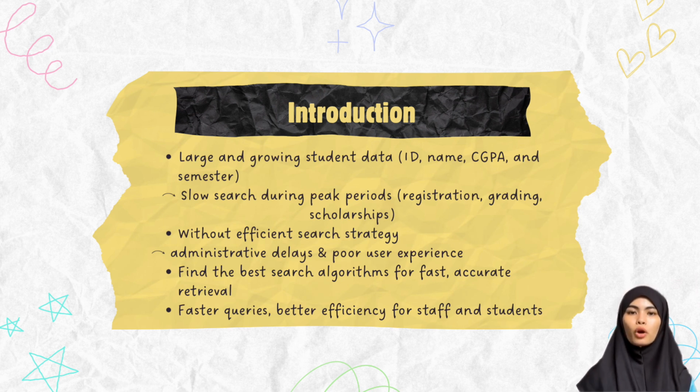This report has 4 objectives. First, we define the search need like exact ID matches, name prefix searches, and range queries for CGPA or semester. Second, we select candidate algorithms. Third, we compare them based on speed, memory use, and real-world trade-off for UNISZA. Finally, we recommend the most suitable algorithm to keep student record retrieval fast and reliable. Let's look at the findings.